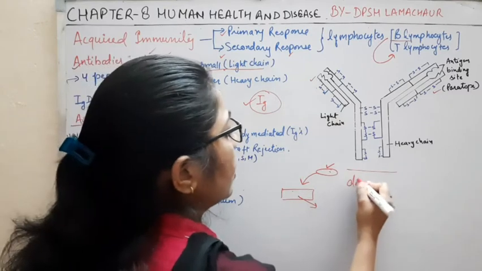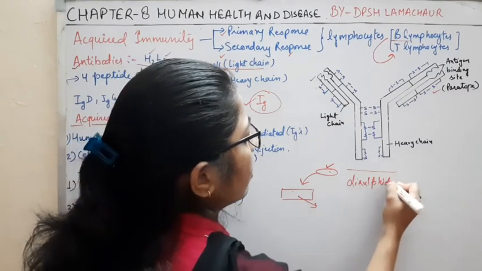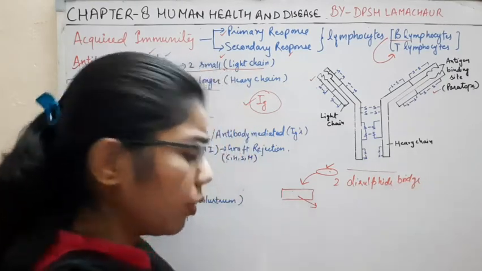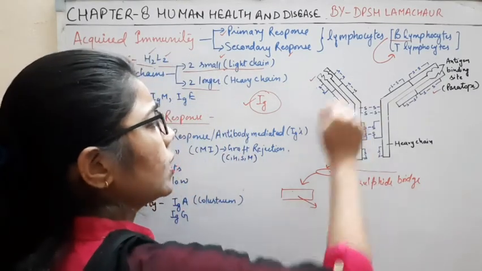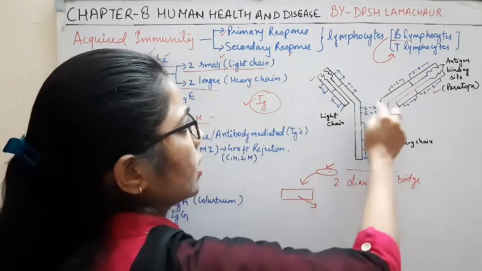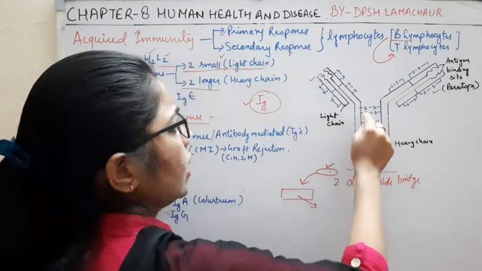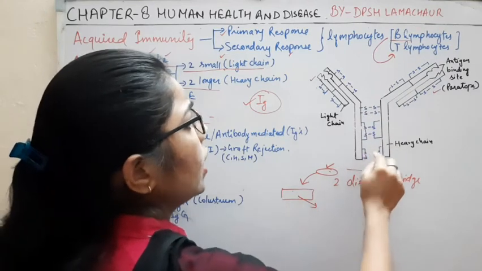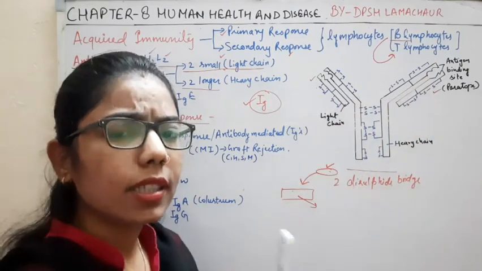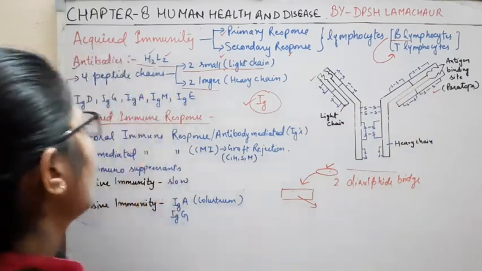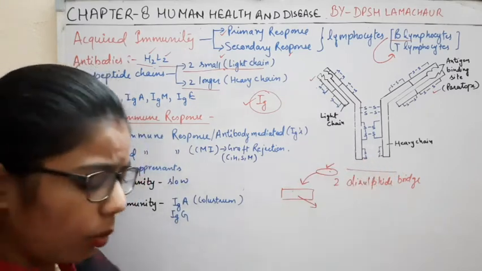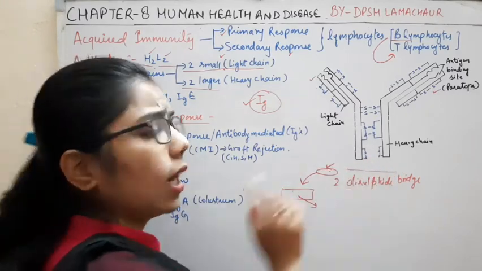So I can write here: disulfide bridge. Two disulfide bridges. And if you count these, what do you see here? 1, 2, 3, 4, 5, 6, 7, 8, then 9, 10, 11, 12, 13, 14, 15, 16. So how many are there? They have 16. So now we have covered the structure of this antibody and how the chains are connected.